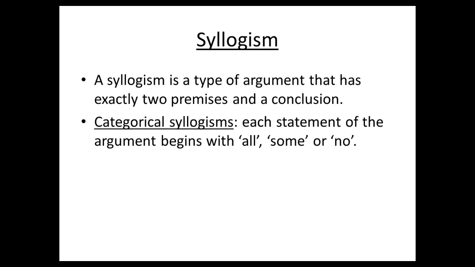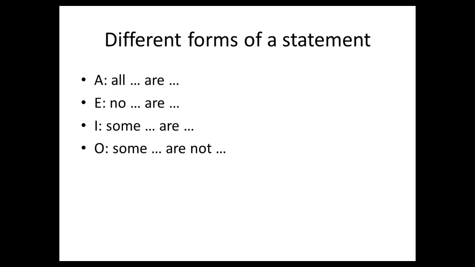Categorical syllogisms. A syllogism is a type of argument that has exactly two premises and one conclusion. There are a few different types of syllogisms, but we'll just look at categorical syllogisms. These are when each statement of the argument starts with all, some, or no. There are four different forms a statement can be: an A, E, I, or O statement.